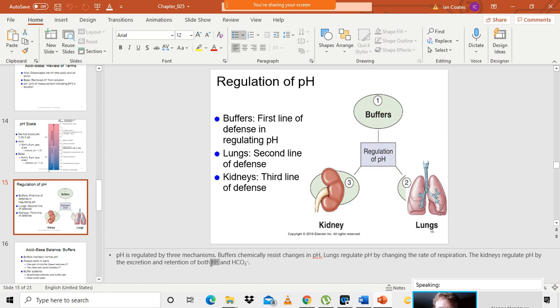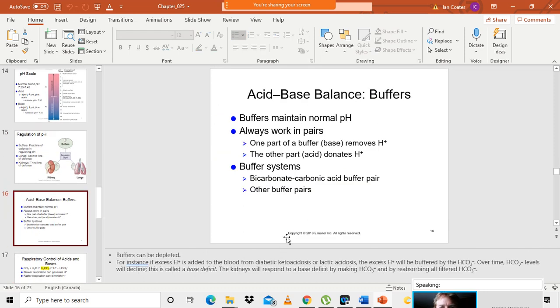We can dump hydrogen, get rid of it if we need to. We can keep hydrogen if we need it. We can dump bicarbonate if we need it, or keep it. All these kinds of things, and it changes every day. Buffers maintain normal pH and always work in pairs. One part of a buffer removes hydrogen, the other part donates a hydrogen. They don't change everything, they just change things' availability. So if you've got all these hydrogens and you remove them from the equation, the hydrogens are still there, but they're just in a different form, and so they are not making acid, which is what you want, right?